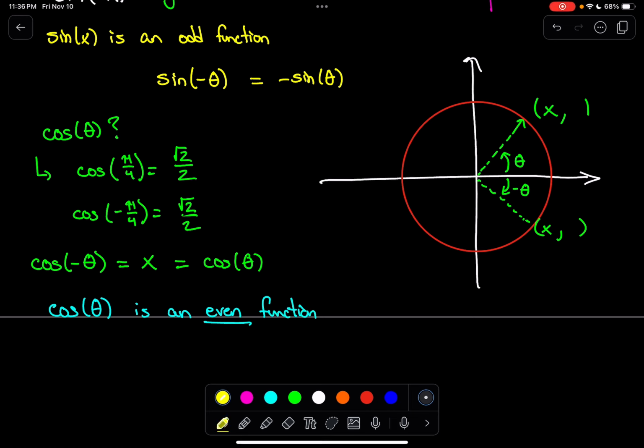So this means if you see a homework problem where you're dealing with cosine of negative theta and you're like, oh man, I don't know how to simplify this, you can just rewrite this as cosine of theta. They are going to give you the exact same answer, so these are the exact same thing. That's really nice when we need to simplify algebra expressions that have cosine of negative theta in them.